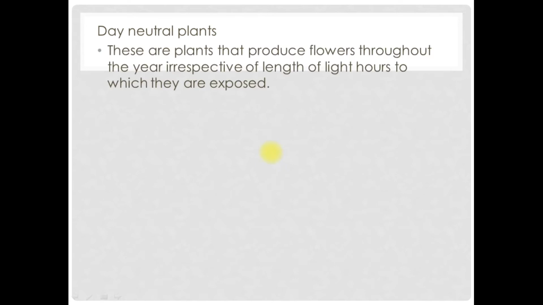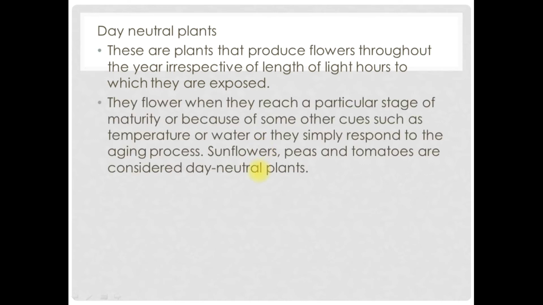We also have day neutral plants. These are plants that flower irrespective of the length of light hours to which they have been exposed. So how then do they flower? They flower when they reach a particular stage of maturity, or because of some other cues such as temperature or water, or simply they respond to the aging process. Examples are sunflowers, peas, and tomatoes, which are considered to be day neutral plants.